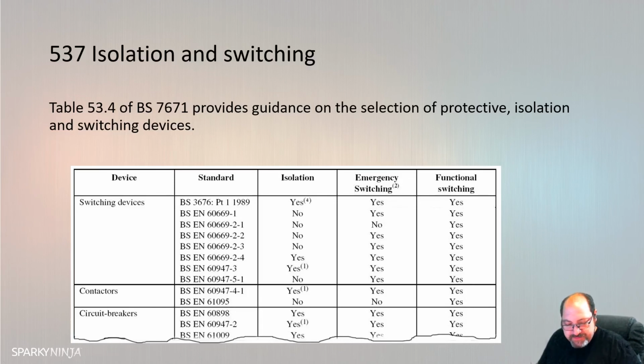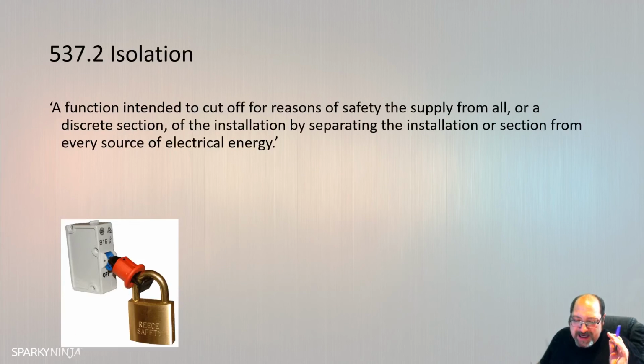So what does it have? So 537.2, isolation devices. These will be the type for which isolation function is explicitly recognized by the relevant product standard, so the product standard will recognize it as an isolator. Semiconductor devices are not to be used as isolating devices. They'll be selected in accordance with the requirements which are based on the overvoltage categories.